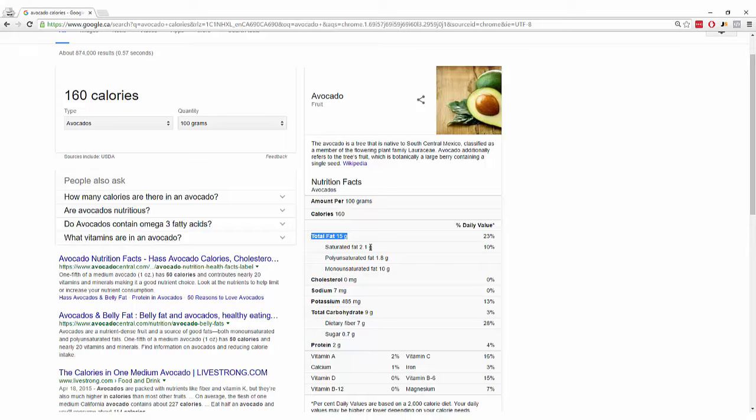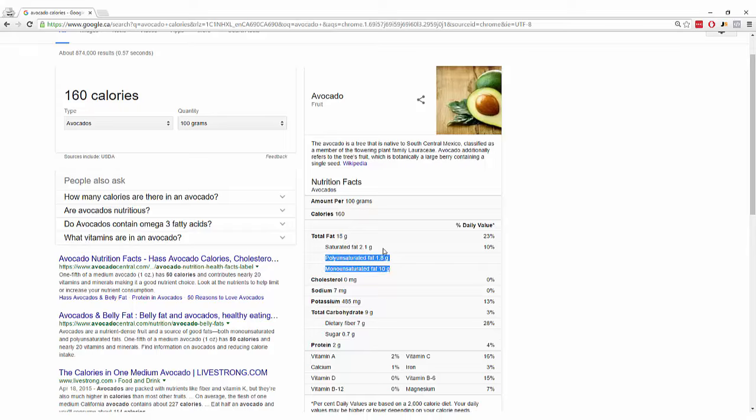We have 2.1 grams of saturated fat, and saturated fat is the bad one. But check it out. These two are unsaturated fats, this one is polyunsaturated, and this one is monounsaturated. There are 10 grams of monounsaturated fat and 1.8 of polyunsaturated fat, which is amazing. And 2.1 grams of bad fat in 15 grams of total fat, that's totally fine. It's not like you're eating too much bad fat. On the other hand, you have a lot of good fats.